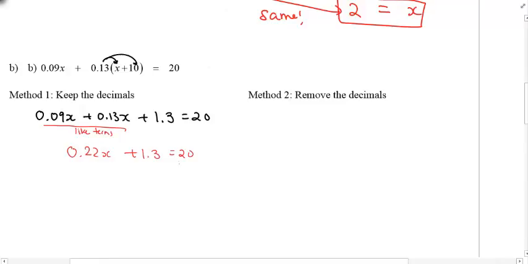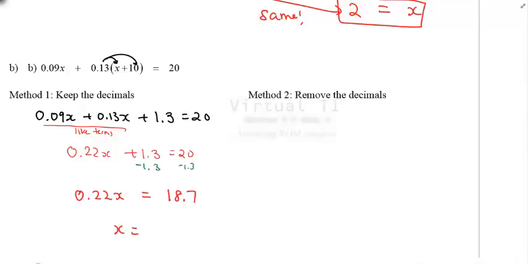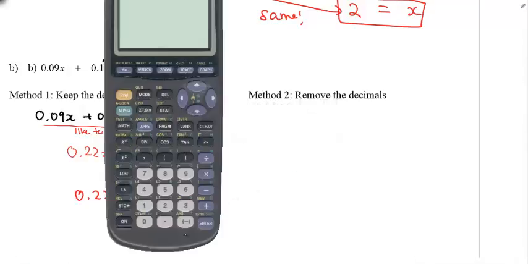Now I'll ask you to subtract 1.3 on both sides because I want to isolate the x. So 0.22x equals now 20 take away 1.3, that's 18.7. And then go ahead, do some division here. That's kind of scary, so I'm going to bring out my calculator.